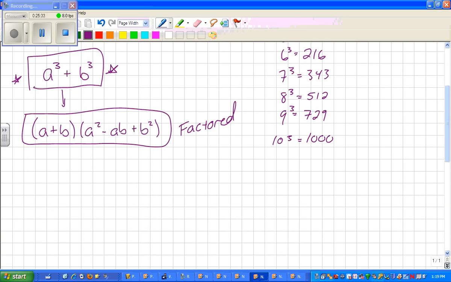So we'll start nice and easy. If I said you have x cubed plus 8, well, you have to recognize that if you take the cubed root of x, the 3 and this 3 will cancel. So that's just x. If you take the cubed root of 8, you get 2.